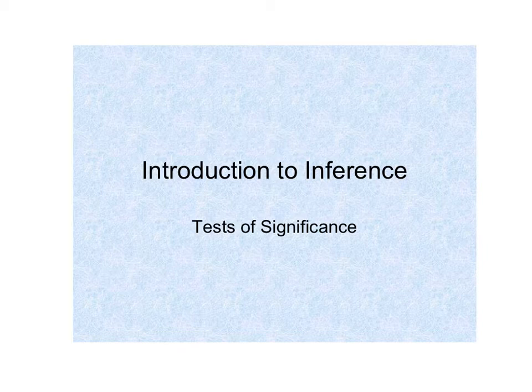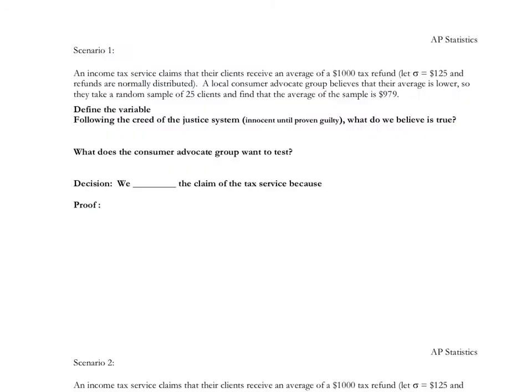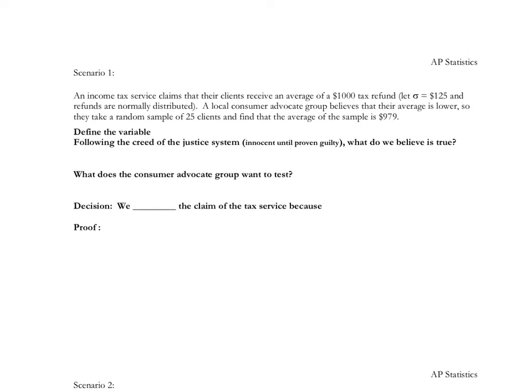If you have your handout in front of you, this would be the first page that you see on your handout. Okay, and it says scenario 1. Let's go ahead and go through this. It says an income tax service claims that their clients receive an average of $1,000 tax refund. Let sigma equal $125. That's the standard deviation. And refunds are normally distributed.